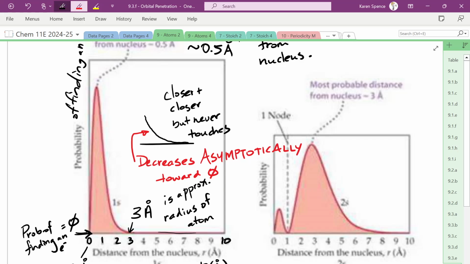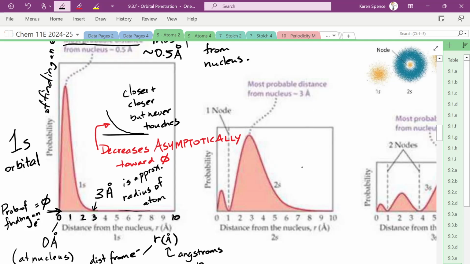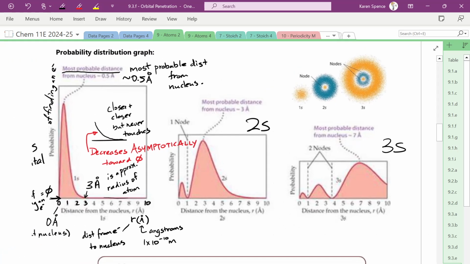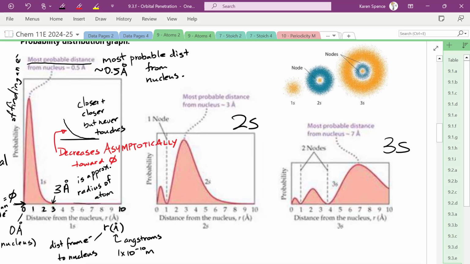So this one right here, this is a 1s orbital. Our second graph is a 2s orbital, and our third graph is a 3s orbital. Who has better nuclear penetration? A 1s, a 2s, or a 3s? Who has most density closest to the nucleus? The 1s. Yeah?